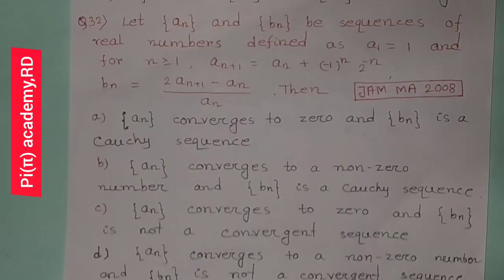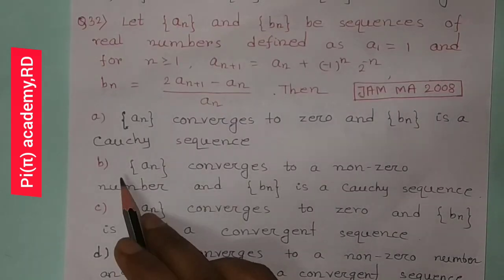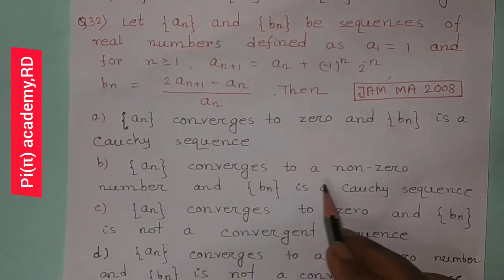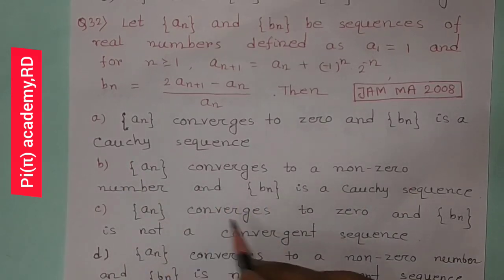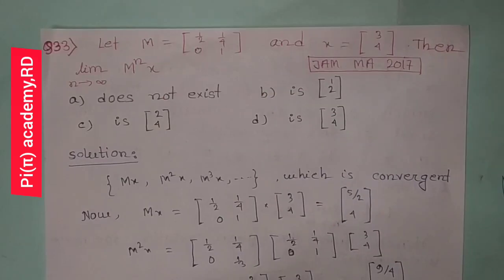Hence our option B is true. The sequence a_n converges to a non-zero number and sequence b_n is a Cauchy sequence.